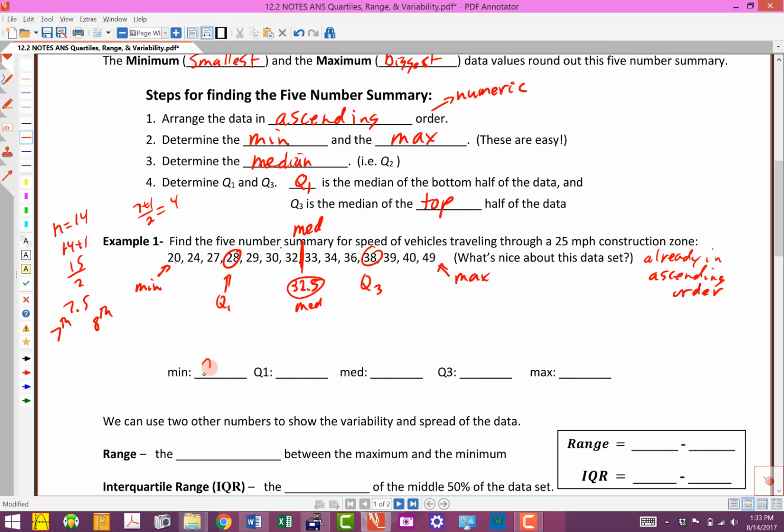So the minimum on this one is 20. The maximum is 49. The median is right in between the 7th and the 8th one, so that's going to be 32.5. And then Q1 is 28, and Q3 is 38. Okay, and that's it.